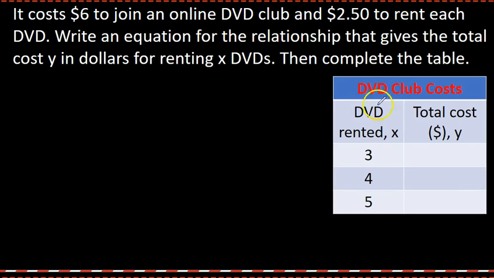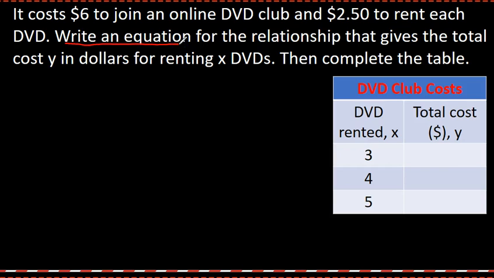All right, they already told us that x represents the number of DVDs you rent, and y represents the total cost. So y is the dependent variable and x is the independent variable. So x is the input and y is the output. All right? So we need to come up with an equation.